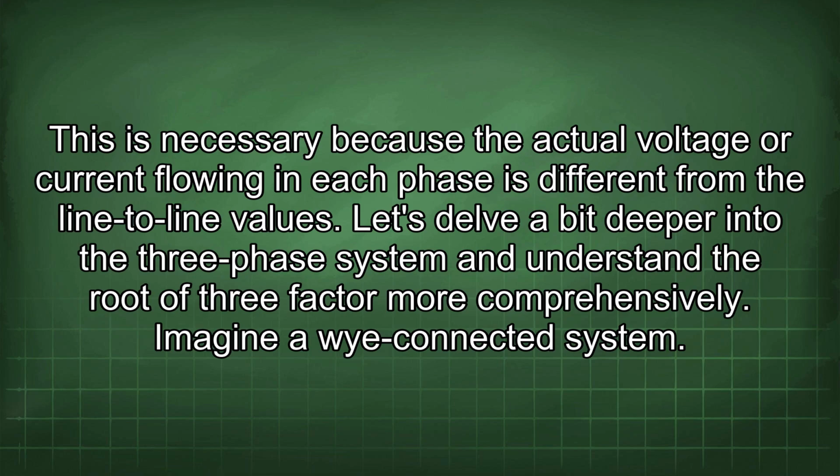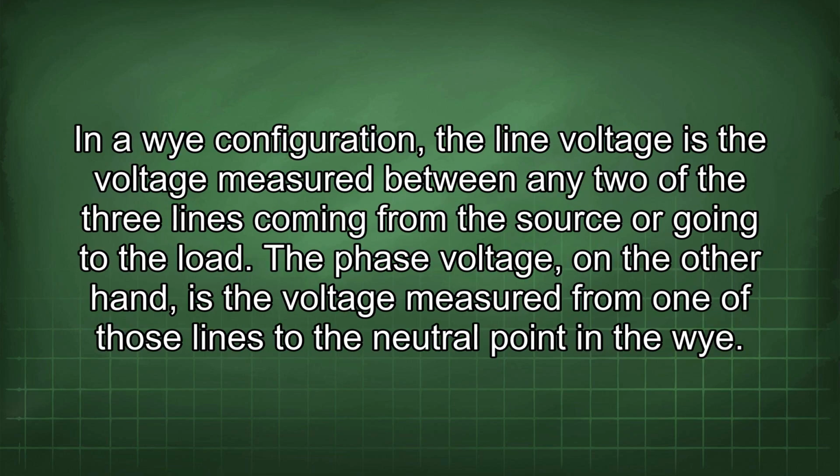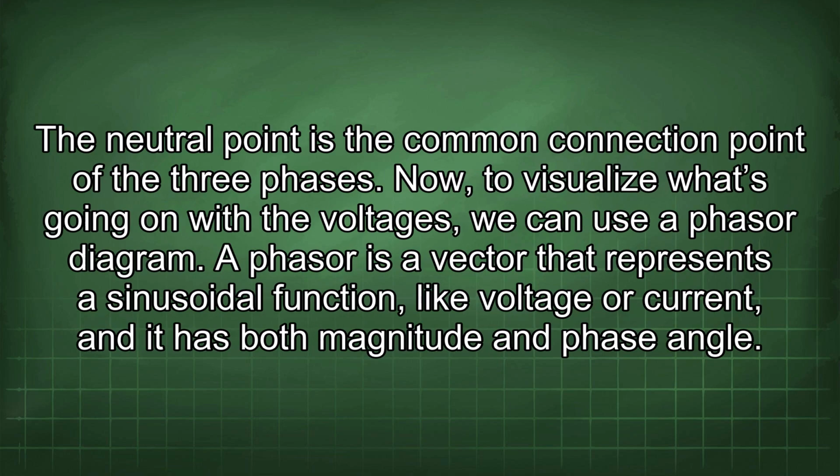Imagine a Y-connected system. In a Y configuration, the line voltage is the voltage measured between any two of the 3 lines coming from the source or going to the load. The phase voltage, on the other hand, is the voltage measured from one of those lines to the neutral point in the Y. The neutral point is the common connection point of the 3 phases.